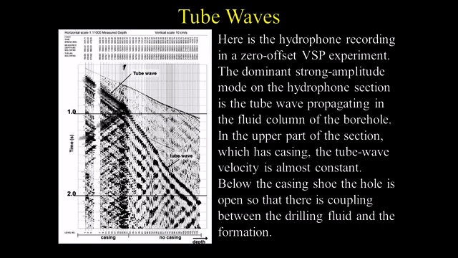Below the casing shoe, the hole is open so that there is coupling between the drilling fluid and the formation. As the tube wave or Stoneley wave passes, the drilling fluid interacts with the pore system of the formation, resulting in attenuation and loss of high frequencies of the tube wave as it propagates down the open hole.